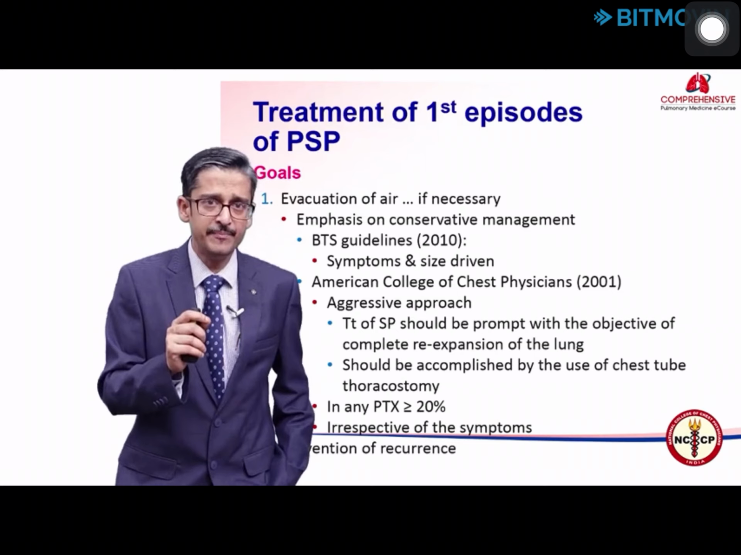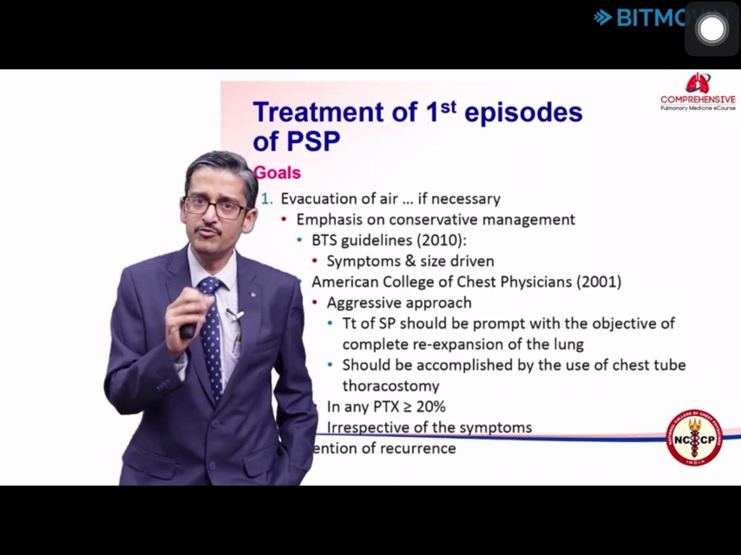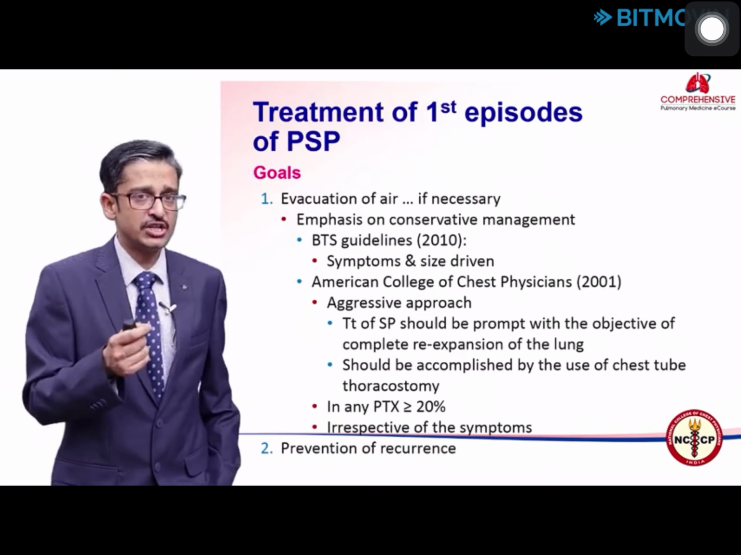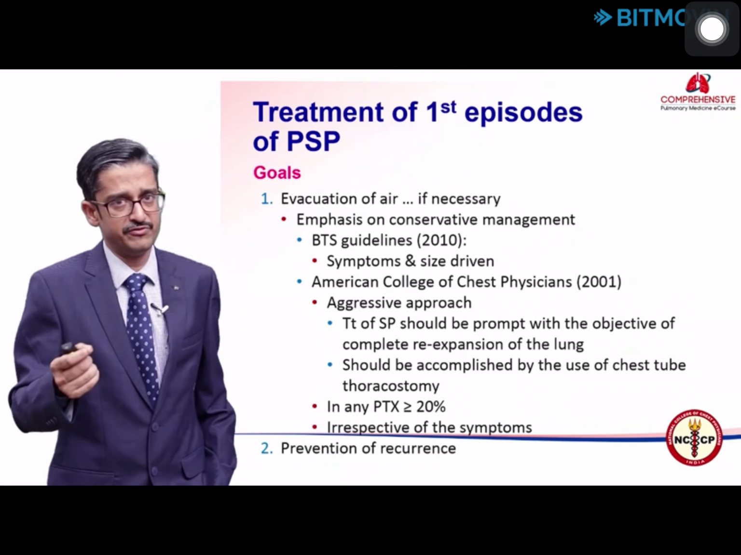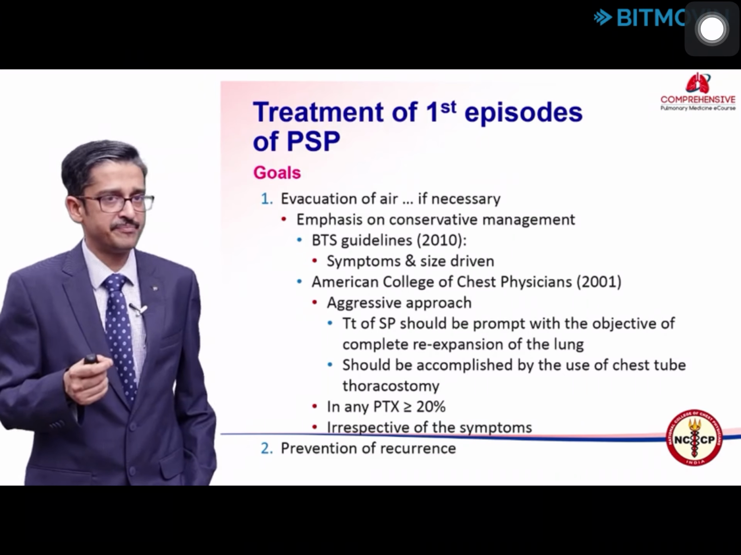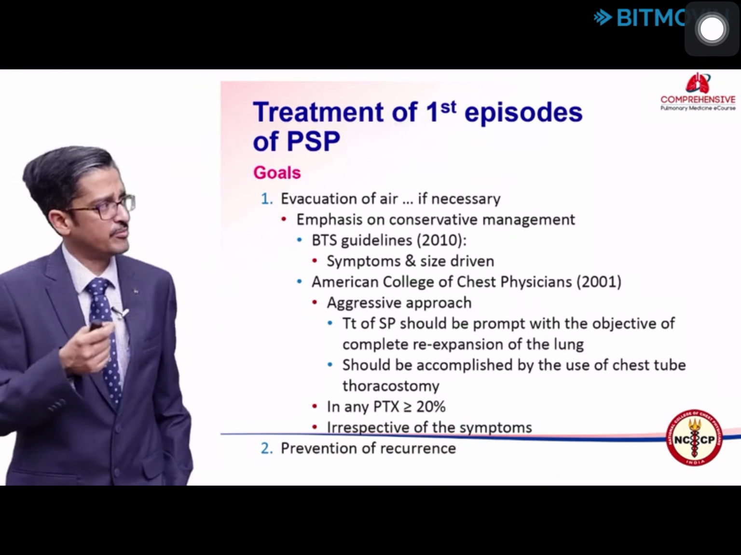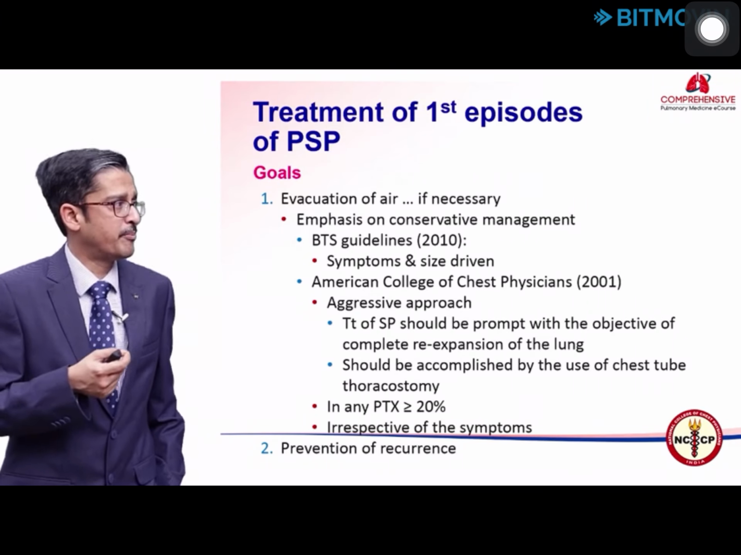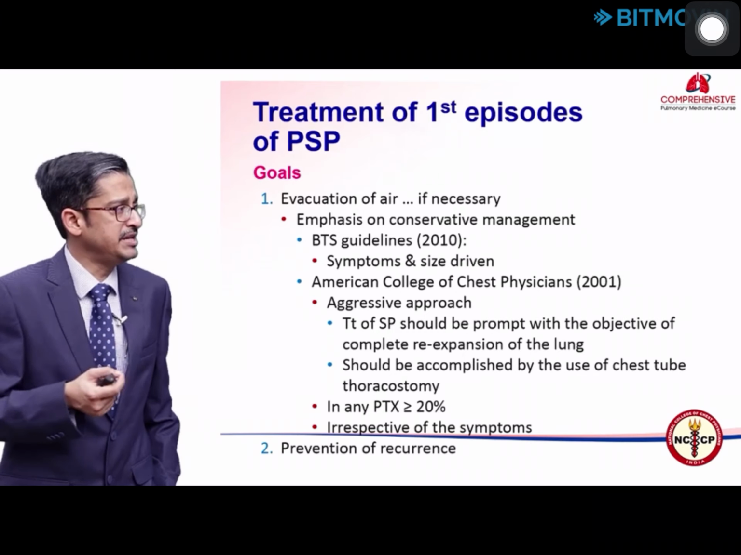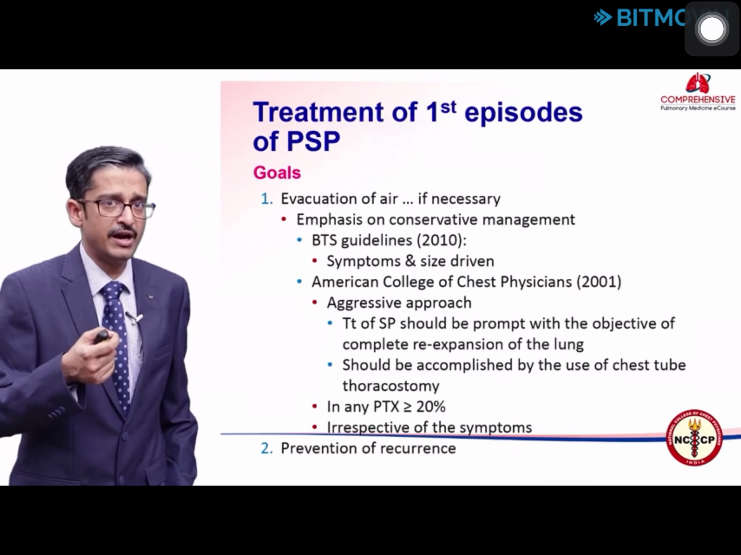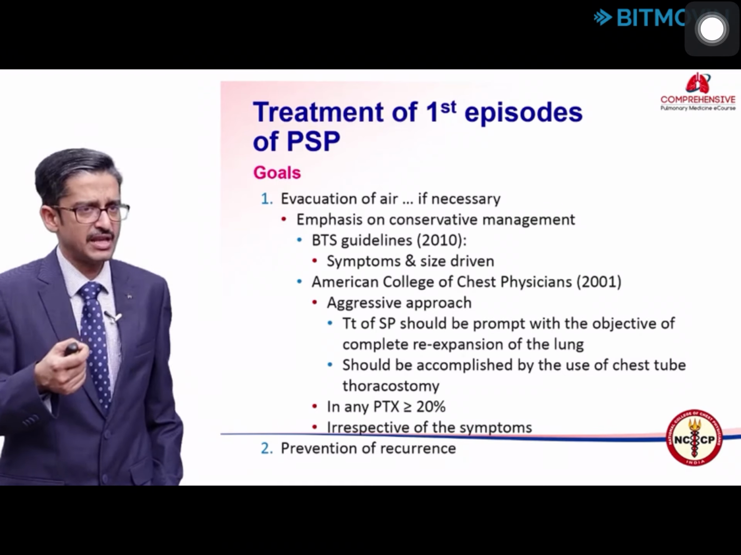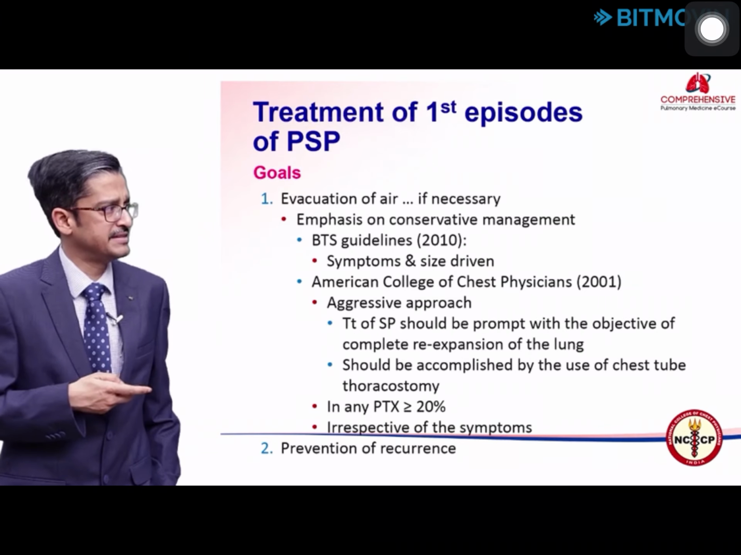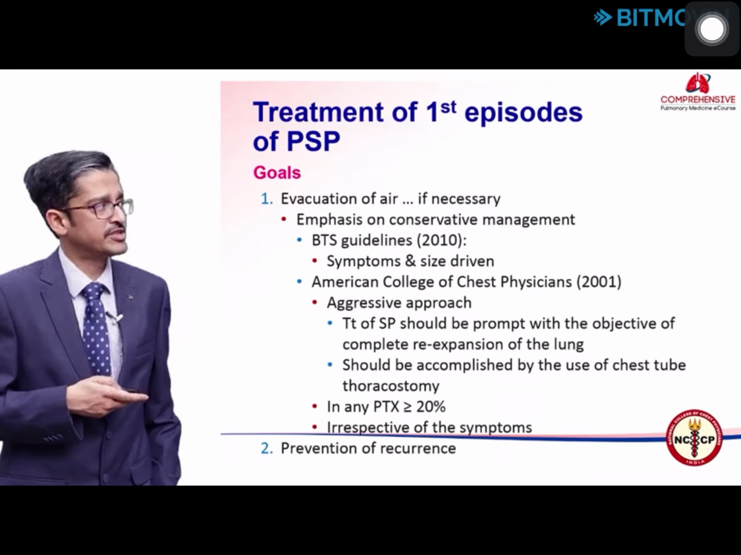So with primary spontaneous pneumothorax, evacuation of air is the goal like any other condition. However, this is only if it's necessary. And here we have two concepts. We have the British concept, which is with the BTS guidelines, which is size and symptom driven, size being given the priority. And then the American College of Chest Physicians from a few years ago, which has a more aggressive approach, which says it should be promptly treated with objective and complete re-expansion of the lung, if required, with putting a chest tube in. And a chest tube should be put in with any pneumothorax which is more than 20% in size and irrespective of symptoms.